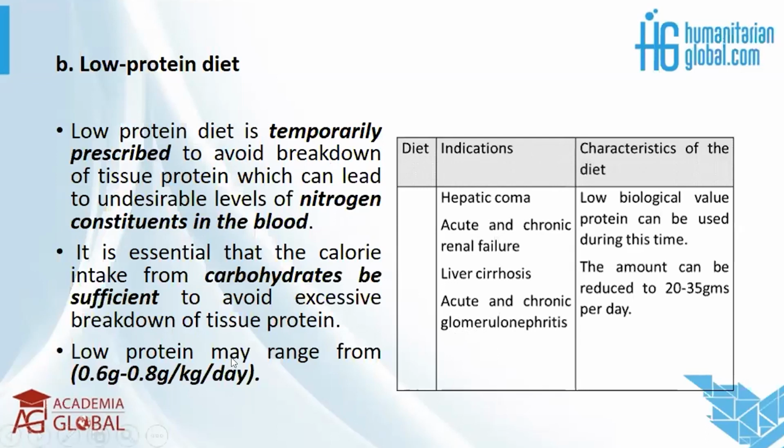We are saying here that this low protein may range from 0.6 to 0.8. Remember, the normal one is 1 gram per kilogram per day, but now you can see we have reduced the amount significantly. The characteristics of the diet should be low biological value protein, and here we are saying this is the plant protein. The amount should not be too much. It could be only about 20 to 35 grams of protein per day, but this figure you calculate based on the weight of the person.